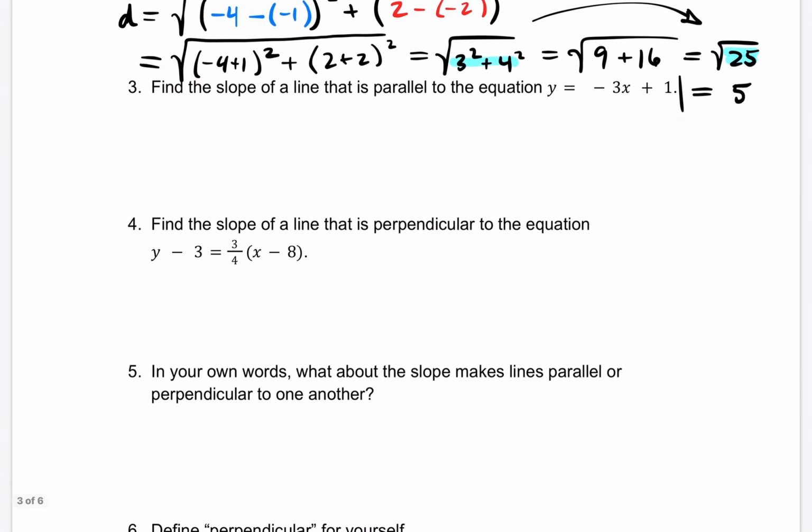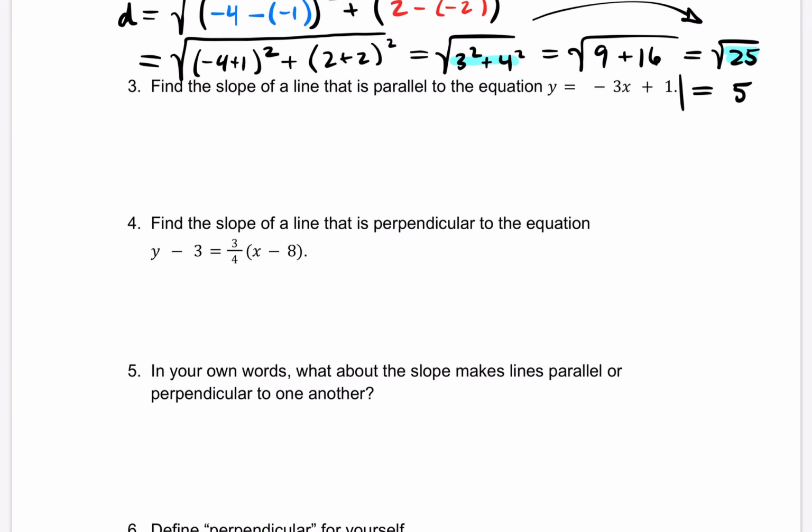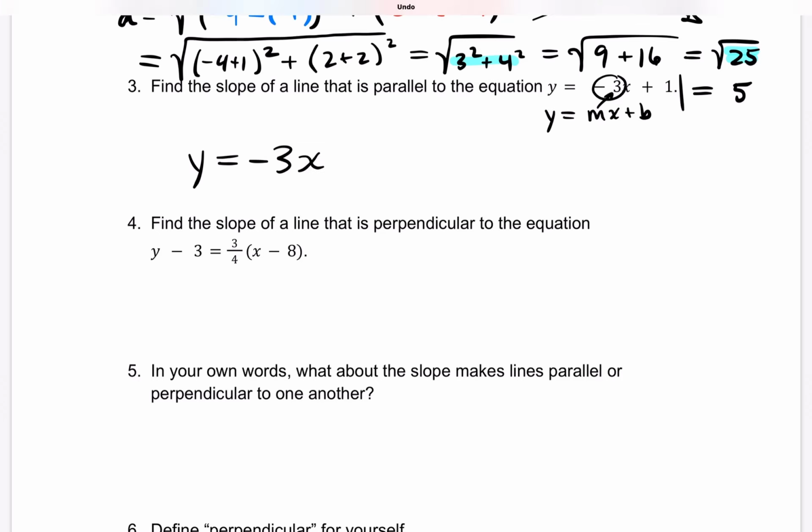So I'll come down here, and from this equation, and this would be on your test too, by the way, you'll have the y equals mx plus b form. I know that m corresponds to the slope, so this must be the slope, -3. So I just need to pick a new line, y equals anything, as long as it has, for its slope, -3 as well. It has to be the exact same.